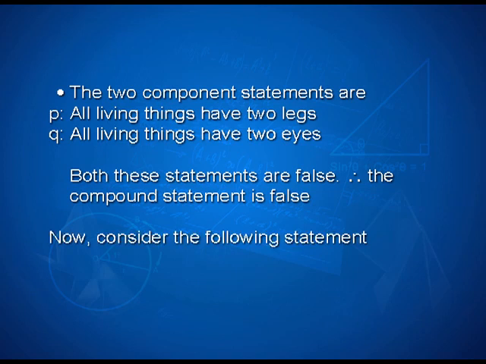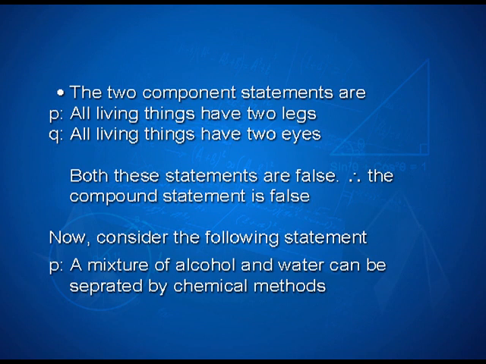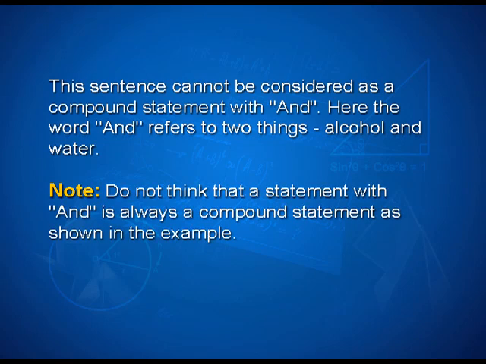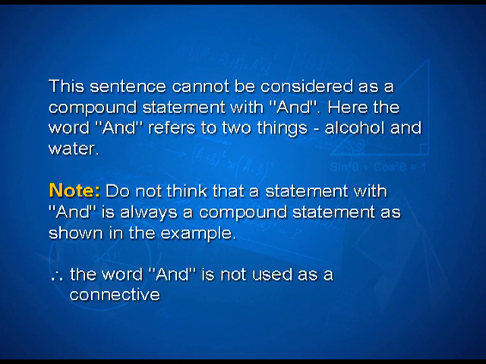Now, consider the following statement. P: A mixture of alcohol and water can be separated by chemical methods. This sentence cannot be considered as a compound statement with and. Here, the word and refers to two things, alcohol and water. Please note that do not think that a statement with and is always a compound statement as shown in the example. Therefore, the word and is not used as a connective.